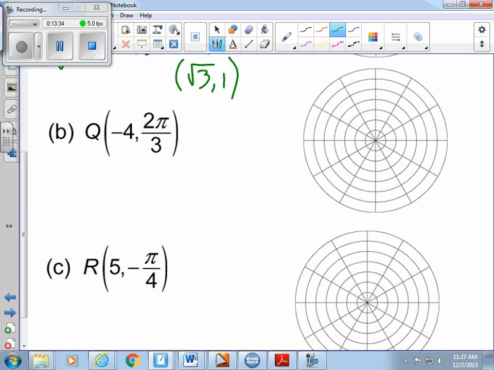Okay, negative 4, 2 pi over 3. So where is 2 pi over 3? Second quadrant. It's the 60-degree angle in the second quadrant. I'm going to go negative 4. What's that mean? It goes in the opposite direction. So instead of being up here where I thought it was, it's down here on the other side of the pole. And how many units out? There's the point. Any questions about how I got that? So it's a little strange. We've dealt with negatives before. So it's on the other side of that.